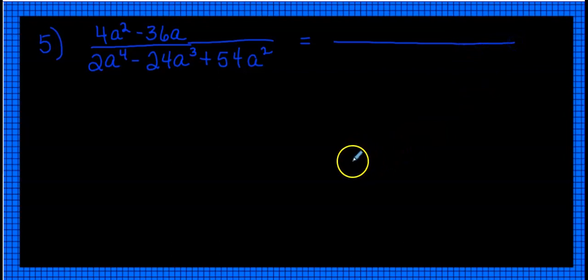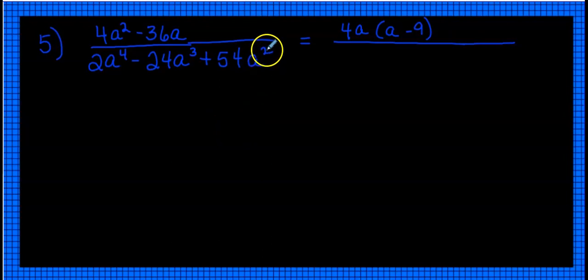So in number 5, first thing I'm going to do is look for greatest common factors, and then I'm going to see if I can factor this in any other way. So the numerator greatest common factor is going to be 4a, and that's going to leave me with a minus 9 in parentheses. And then the denominator also, I'm looking at it thinking, oh my goodness, there probably is another way I could factor that, but I'm going to look for greatest common factor first. I think that's going to make it easier to deal with.